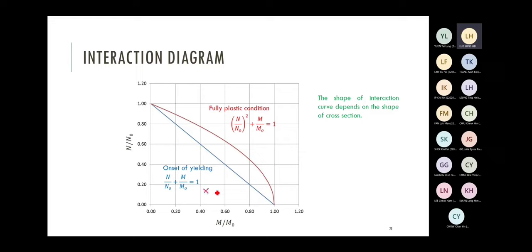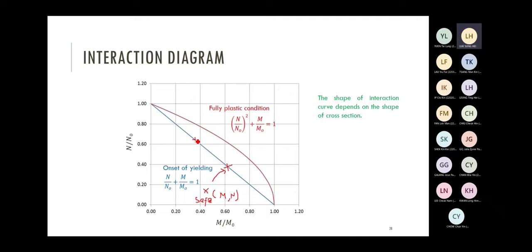What I mean is that any combination of M and N within the curves, just like here, is safe. Safe means they do not yield, right? There is no yielding, no plastic, everything remains elastic. In case the combination reaches the blue line, you will start to enter the yield state, right? The onset of yielding conditions. It may be here, it may be here, depending on the combination of M and N in your situation.